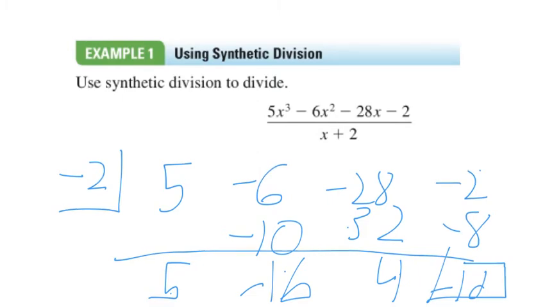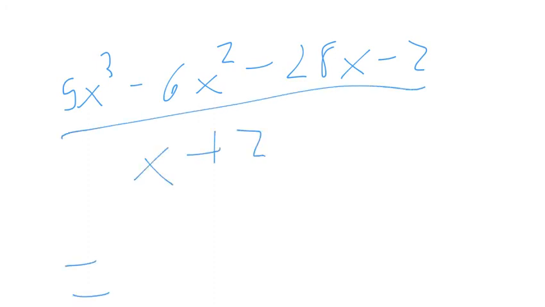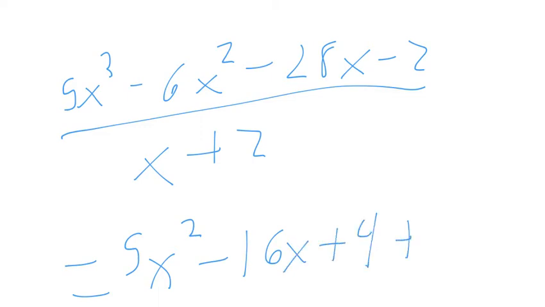So that means what we get when we divide by x plus 2, our quotient would have a constant of 4, the x term would have a coefficient of negative 16, and the x squared term would have a coefficient of 5. So, 5x to the third minus 6x squared minus 28x minus 2 all over x plus 2 is equal to 5x squared minus 16x plus 4 plus negative 10 over x plus 2. Or if you don't like having this negative 10 over x plus 2, you can multiply both sides by x plus 2.